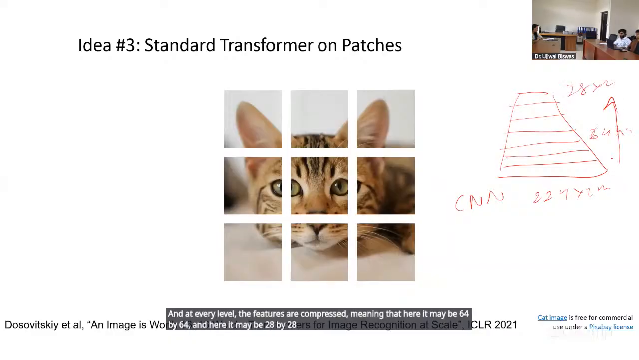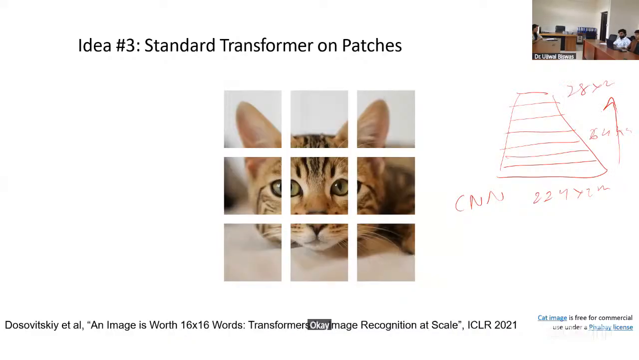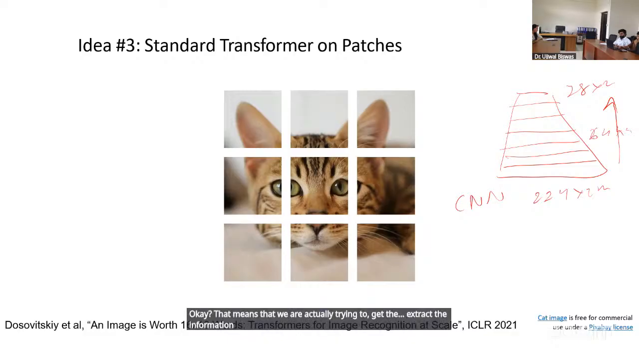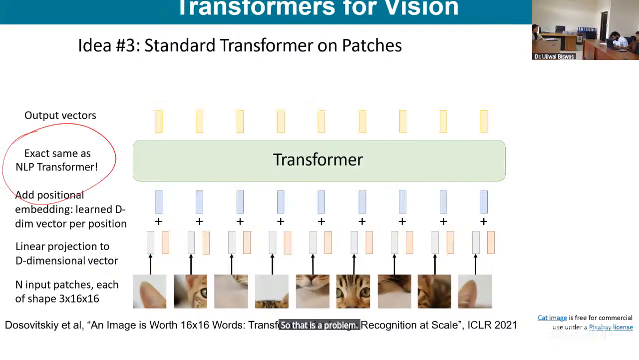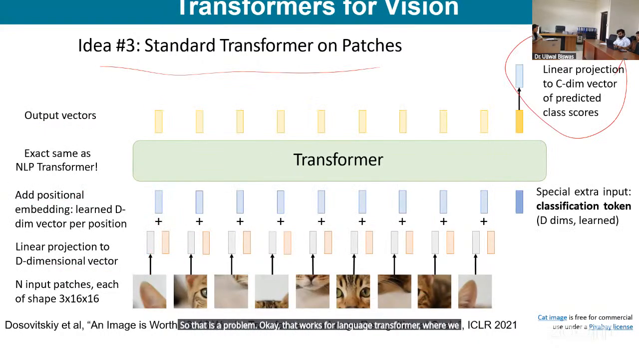So it is reducing. That means that we are trying to extract the information which is only useful for our task. But in a transformer, it is parallel in nature. Whatever comes in, it goes out. So that is a problem. That works for a language transformer where we don't need all the compression.